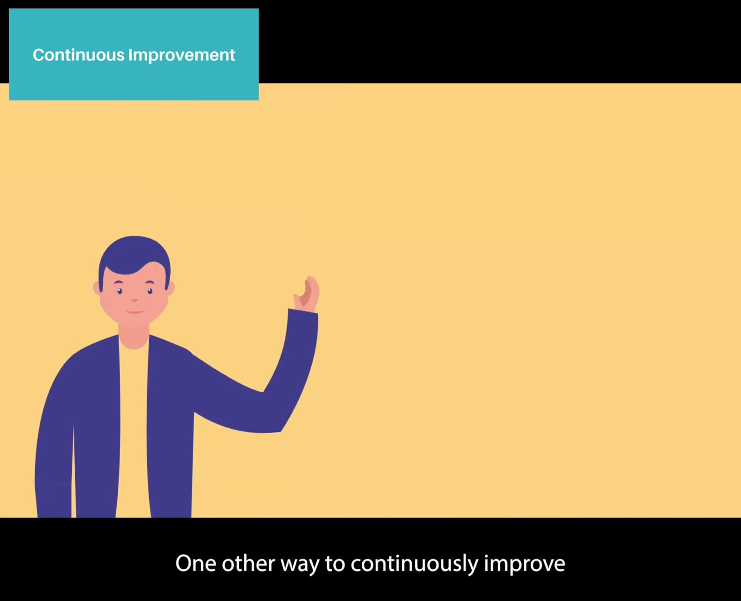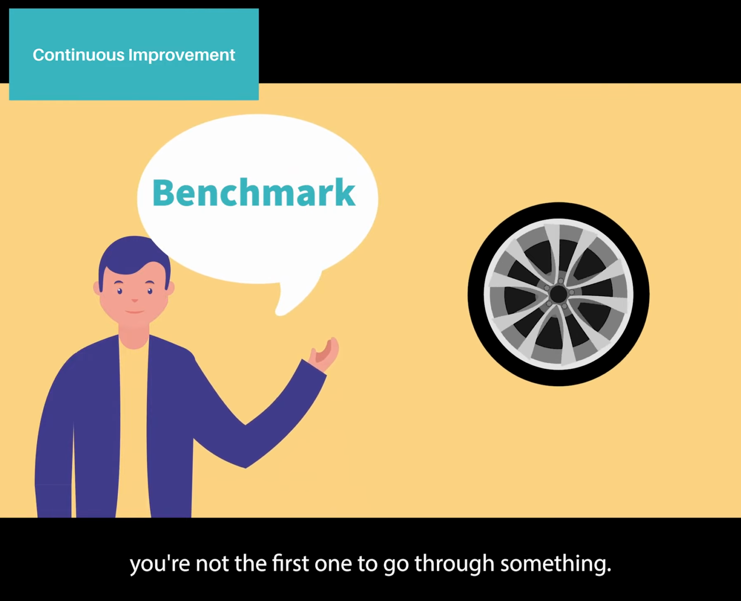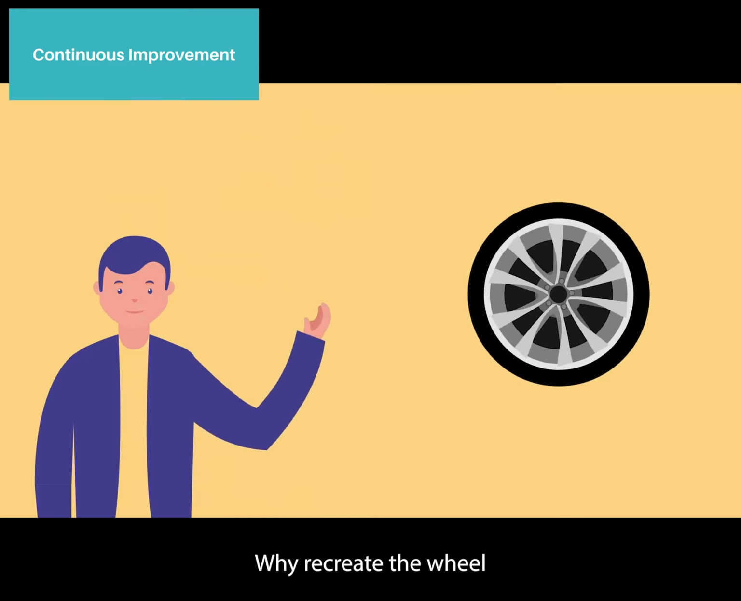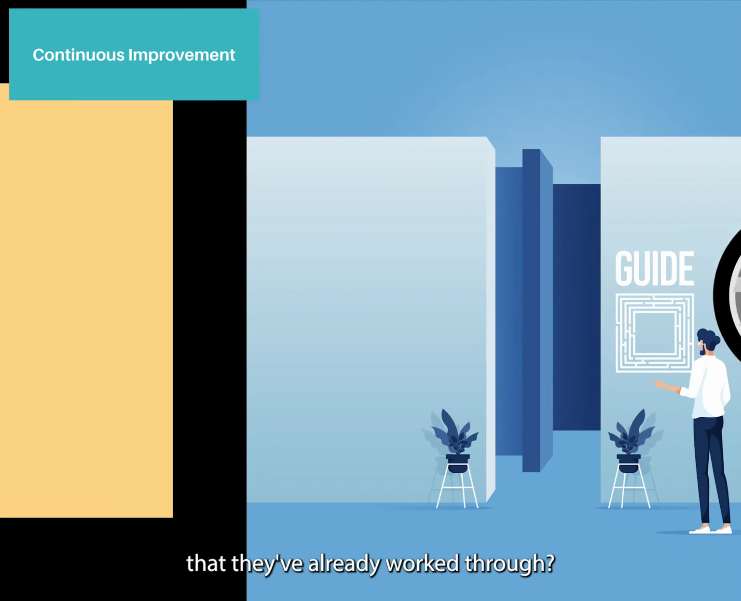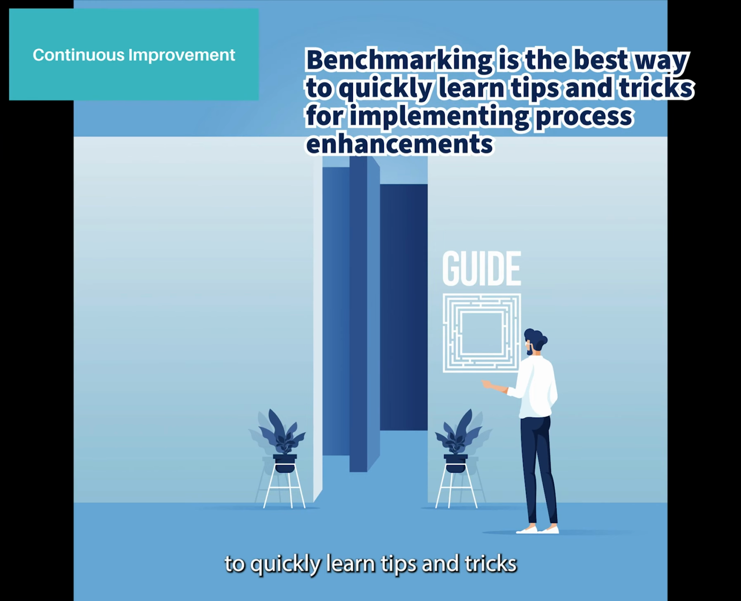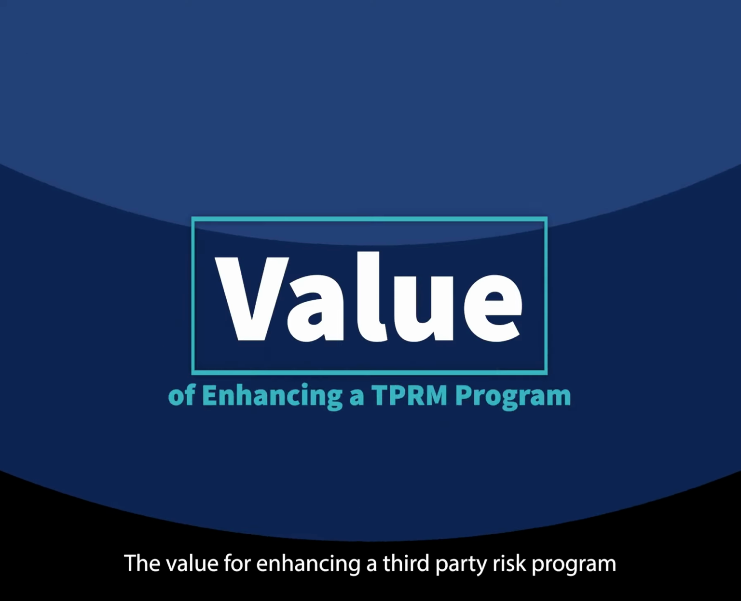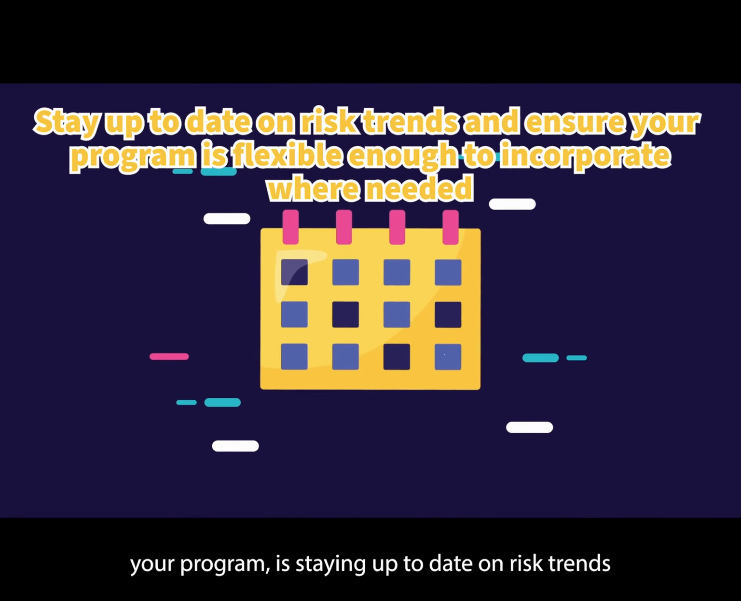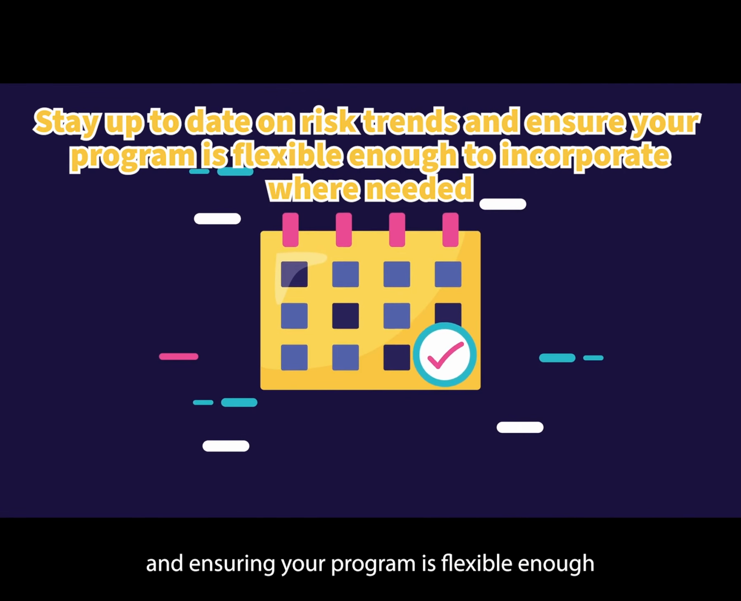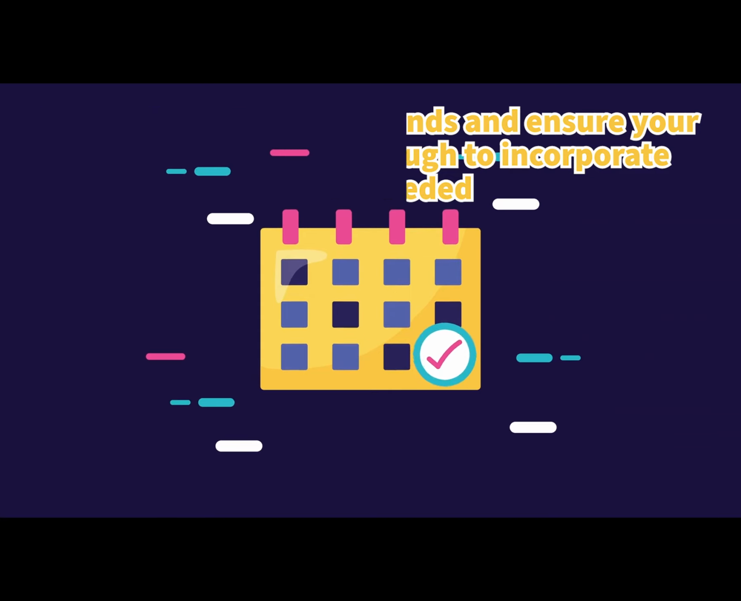One other way to continuously improve is to benchmark off of peers. Chances are, you're not the first one to go through something. Why recreate the wheel when you can work with your peers and establish processes that they've already worked through? Benchmarking is the best way to quickly learn tips and tricks for implementing process enhancements. The value for enhancing a third-party risk program: the value of enhancing your program is staying up to date on risk trends and ensuring your program is flexible enough to incorporate where needed.